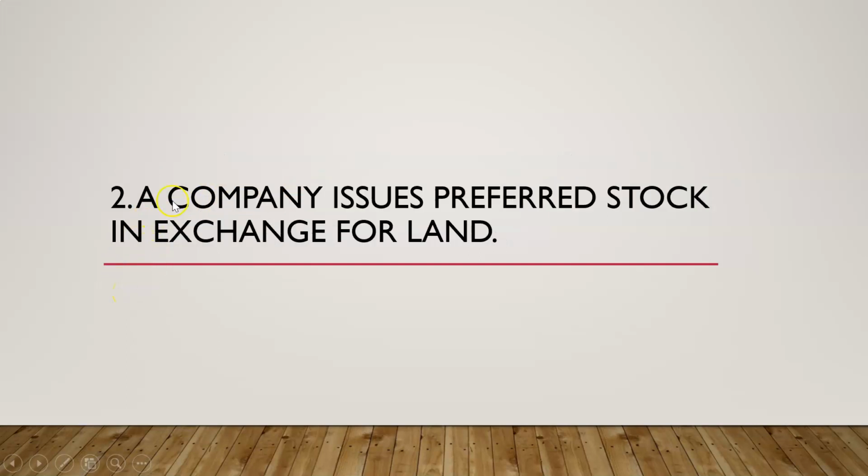The second one is a company issues preferred stock in exchange for land. So here we can see that stock is the key term, which might make you think that it should be a financing activity, but it says in exchange for land. So you're getting that stock in exchange for giving away your land. So there shouldn't be any transaction. That means it's going to get neutralized, so it should be no change.